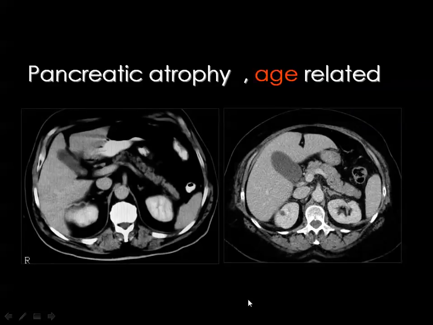Then the pancreas is usually of almost similar density or less dense than the liver and the spleen, and is located obliquely, as I have said, in the abdomen. In old age, the pancreas gets atrophic and is infiltrated by fat, and this will not affect the pancreatic function. It's expected to see a pancreas like this in old age, and this is a normal finding, an aging process related to the pancreas.